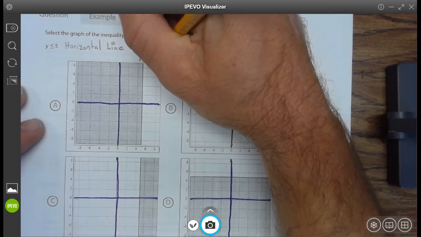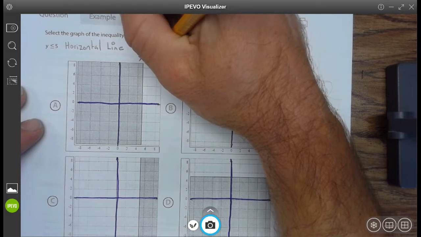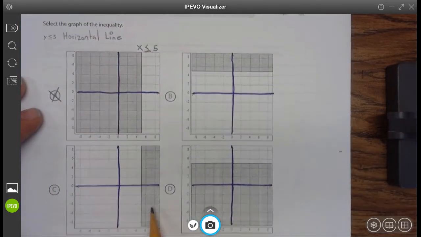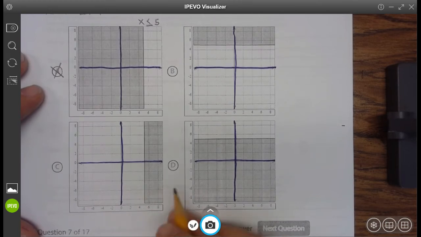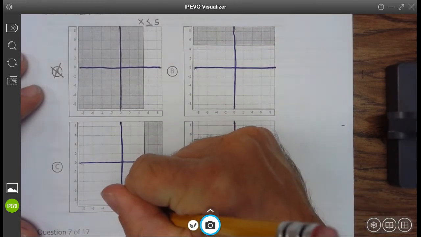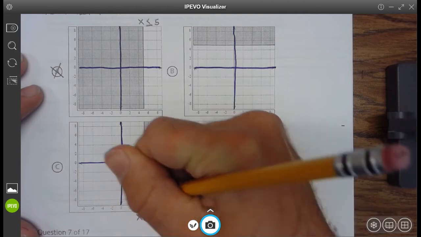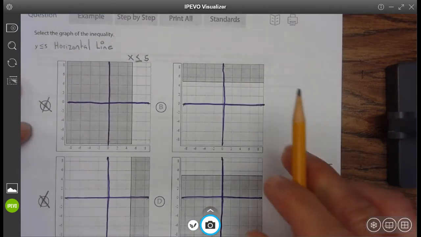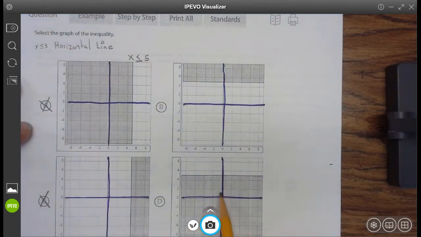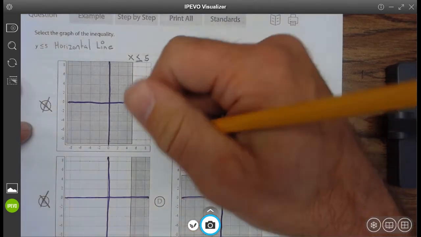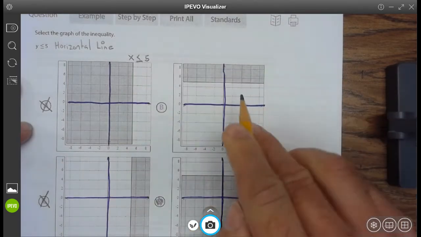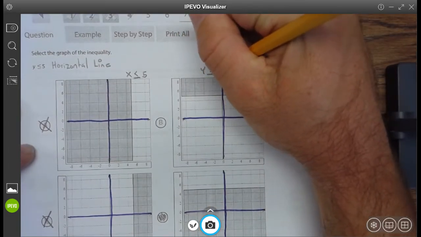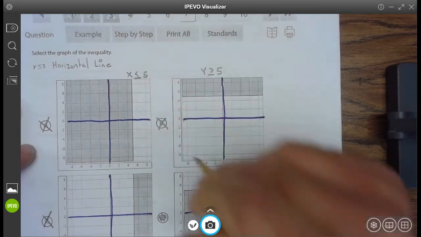So this is actually x less than or equal to 5, so we can mark out A. And we can also mark out C because this is x greater than or equal to 5, because it's a vertical line. Okay, so we're looking for y less than or equal to 5, so the answer is D. Because this is y greater than or equal to 5, so it's not B.